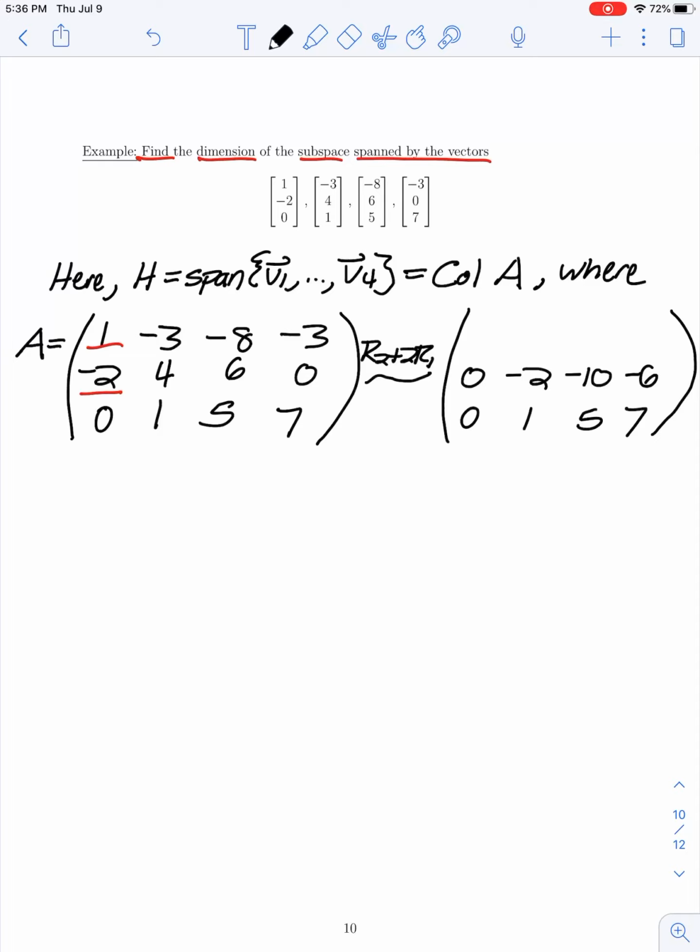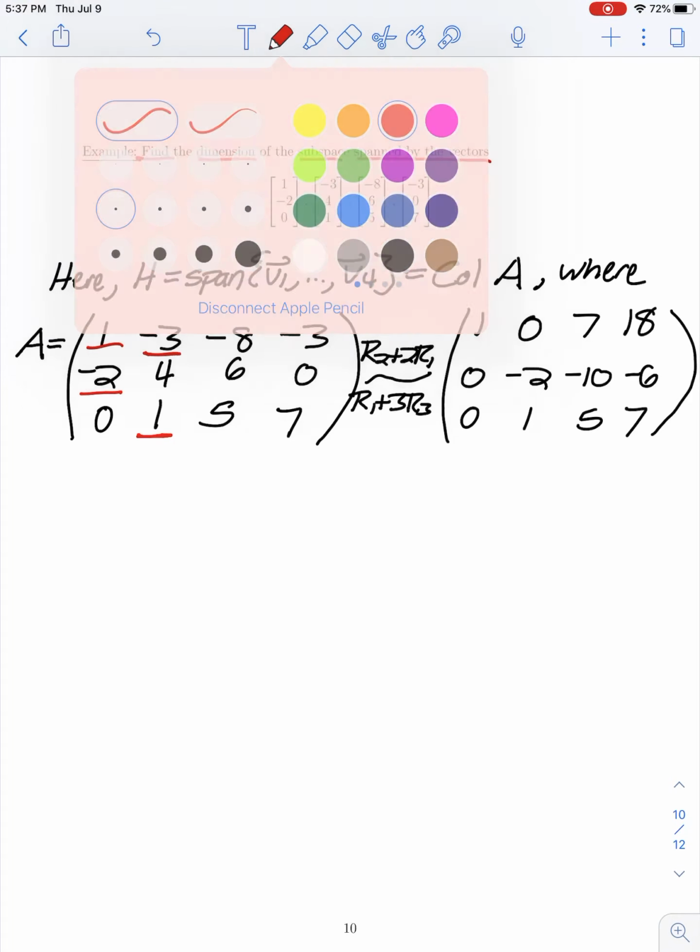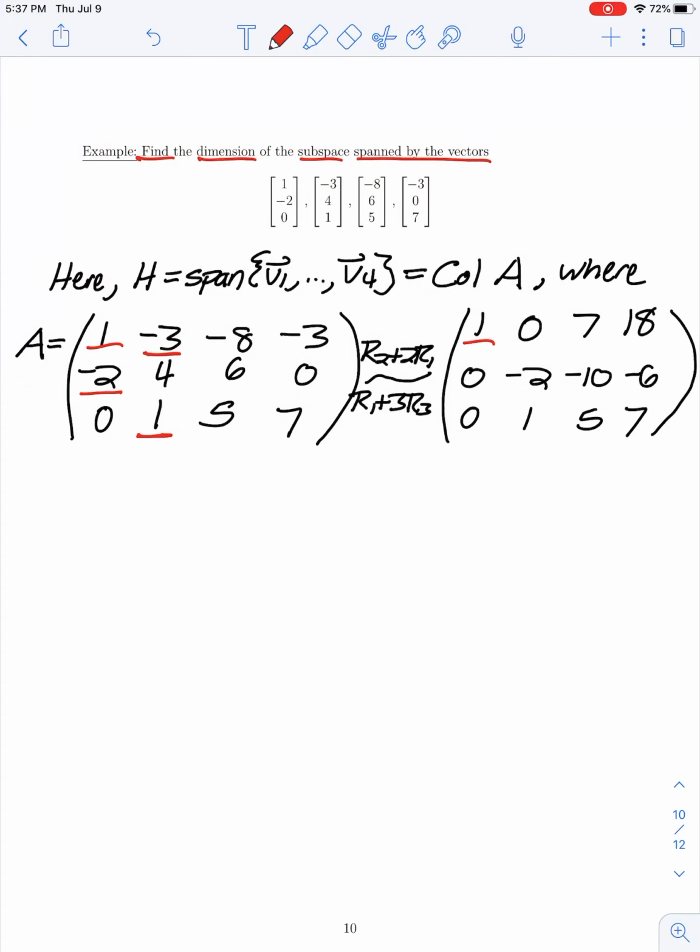And in order to save myself a little bit of work, I'm going to use the leading 1 in my third row to kill off the negative 3 in the first row by taking row 1 plus 3 times row 3, which will make my first row 1, 0, 15 minus 8 is 7, 21 minus 3 would be 18. All right. So now, my leading entry in the first row is 1. I have zeros below it.